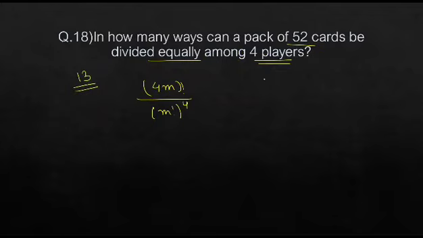So in distributing, we have to focus on whether the recipients are distinct or not, and also whether the things being distributed are distinct. We will see different cases in which even the things that we are distributing are identical, that is, similar and not different. So m here will be equal to 13. So it will be 52 factorial over 13 factorial raised to the power 4. This will give us the answer to this question.